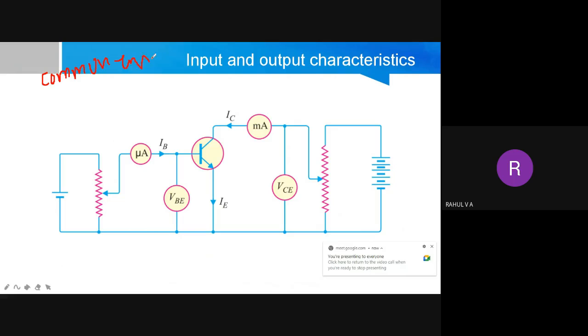So what we are going to learn with this circuit is, we are going to analyze the input and output characteristics of this particular circuit. The common emitter circuit's input and output characteristics are what we are going to study.